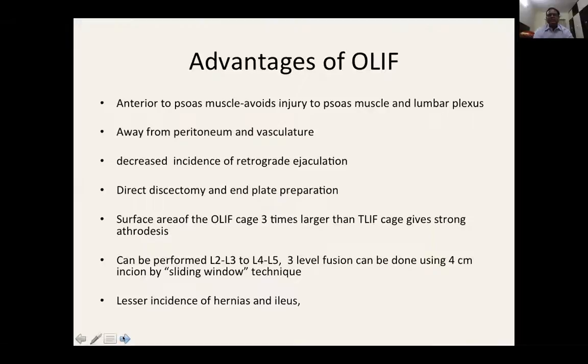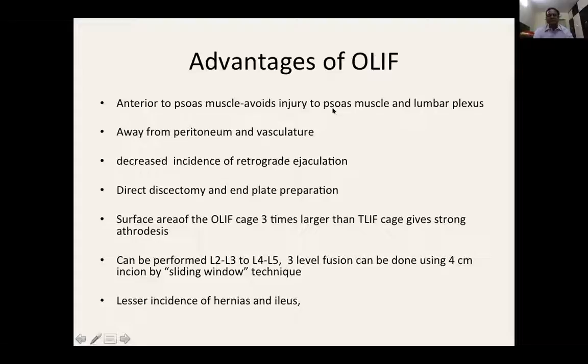So what are the advantages? It works anterior to the psoas muscle, hence avoids injury to the psoas muscle and lumbar plexus. It is away from the peritoneum, so patients can be discharged early, and because it's away from the peritoneum, it doesn't damage the lumbar plexus. So the incidence of retrograde ejaculation is not there as what you find in anterior lumbar fusion.